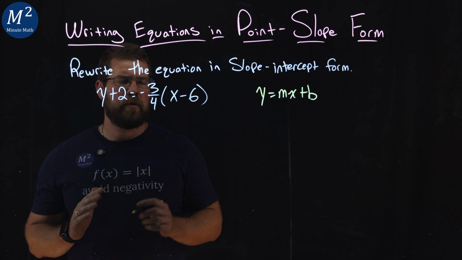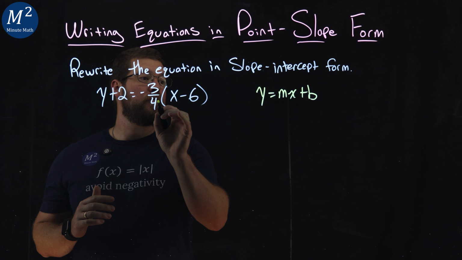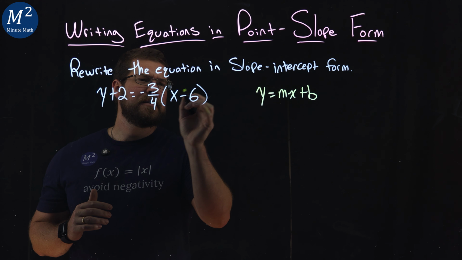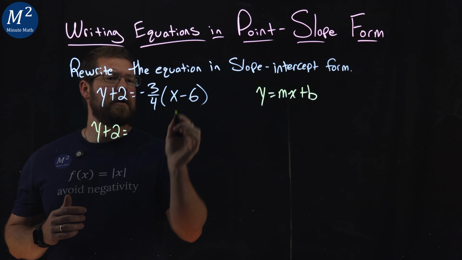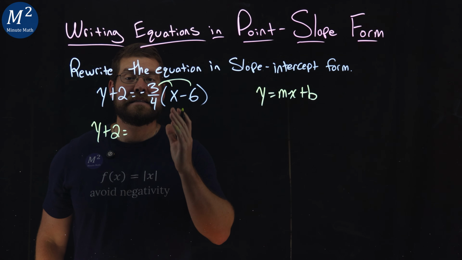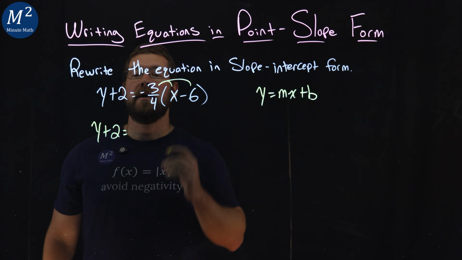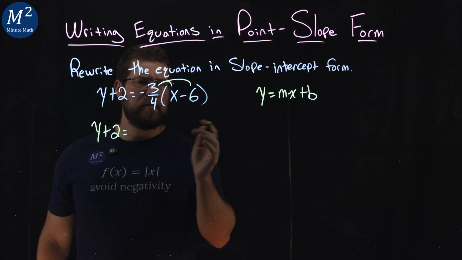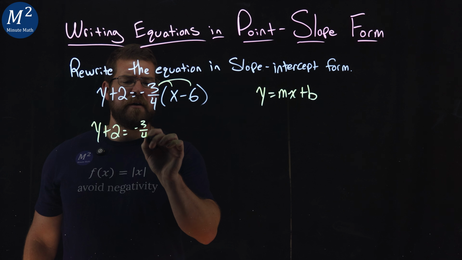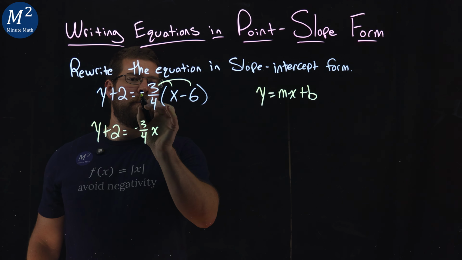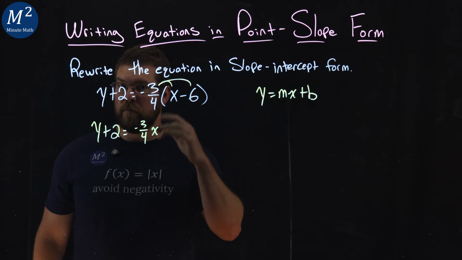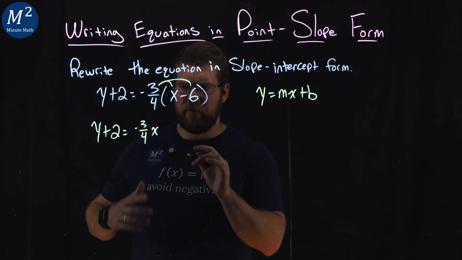First thing I want to do, though, is distribute this slope, negative 3/4, inside of this parenthesis. So I'm going to leave the y plus 2 to come down here, and let's multiply this negative 3/4 to the x and the minus 6. First one's easy. Negative 3/4 times x is negative 3/4 x. Now, we have a minus and a minus. Two wrongs make a right. Well, not really, but in math they do.